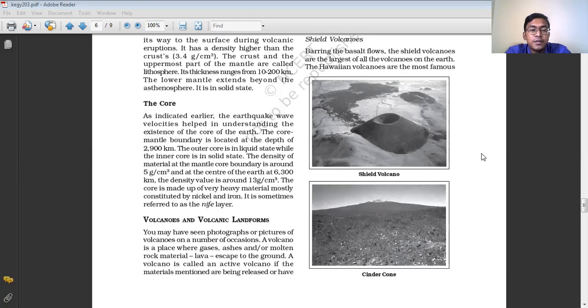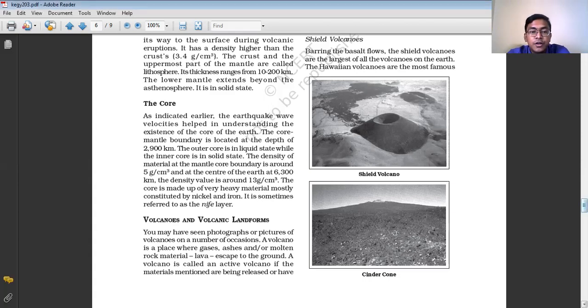we can find the presence of magma. During a volcanic eruption, the magma comes up from the asthenosphere and reaches the Earth's surface. It cools down and solidifies and leads to the formation of various land features. So we'll be discussing in detail how these volcanoes are formed, how the eruption takes place, and the different landforms which are formed.